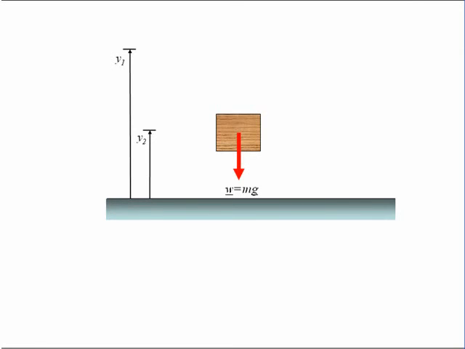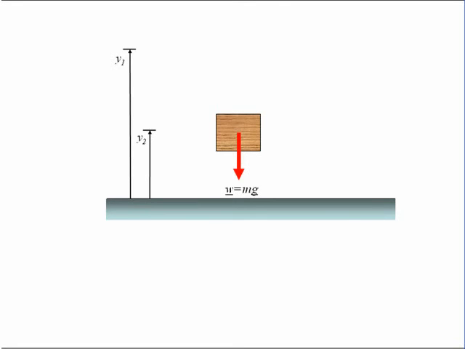We're also assuming here that the body stays close to the surface of the Earth, and so the gravitational force remains constant. When changes in height are large, we would need to take into account the variation in the gravitational force with distance, but we don't need to worry about that here.